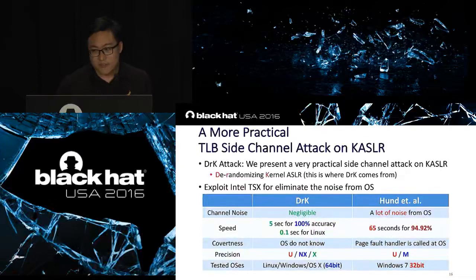And it's covert because there's no operating system handling routine involved. And its precision is much better. Like we can also detect executable or non-executable pages, while the prior attack cannot do that. And we make it very practical. So we apply the attack to all of the commodity operating systems like Linux, Windows, and OS X.